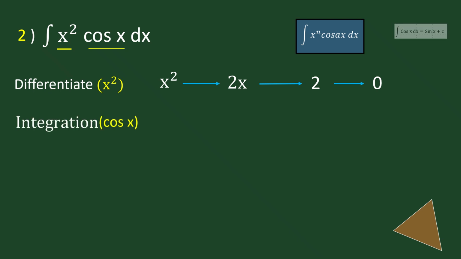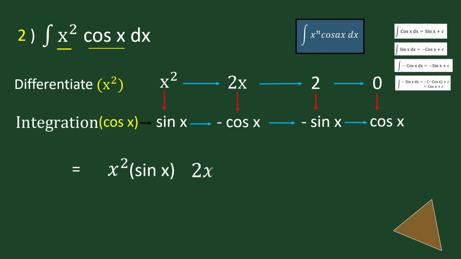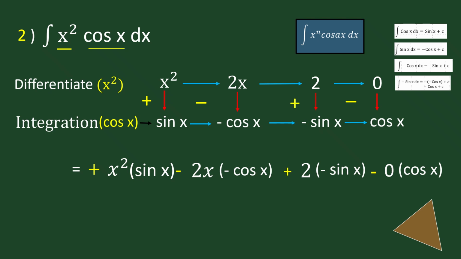The integral of cos x dx is sin x. Again, the integral of sin x dx is minus cos x. Then, the integral of minus cos x dx is minus sin x. Finally, the integral of minus sin x dx is cos x. Now, pair and multiply. Apply alternate signs, plus, minus, plus, minus. So, the answer is. That's it.